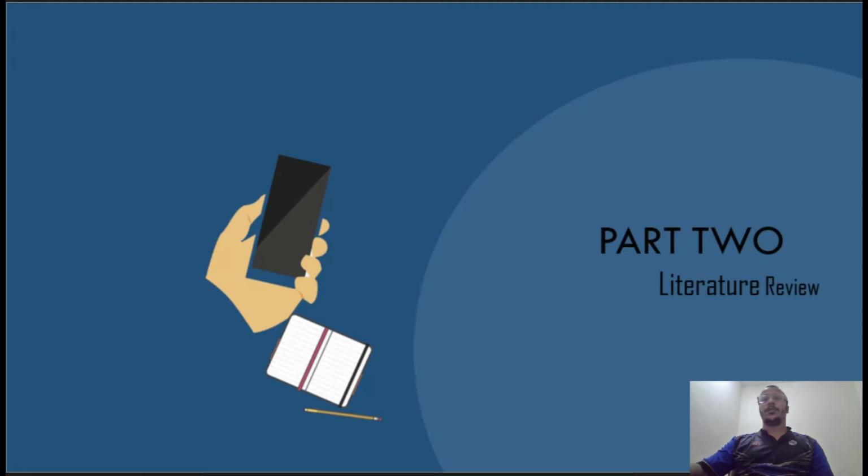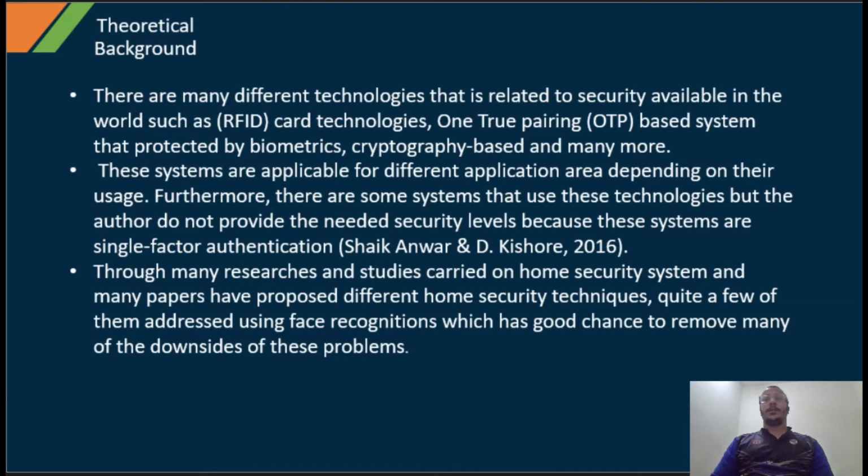So for part 2, literature review. There are many technologies out there like RFID, OTP that use biometrics and also cryptography, but they are not so reliable because they have an inherent problem, which is single factor authentication. Also, the RFID card that you use can be stolen or duplicated, or if somebody compromises the password you are using, it can be used to enter the door.